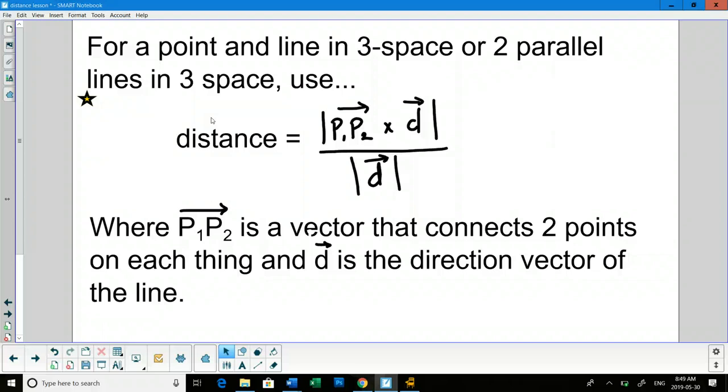Okay, so our P1, P2 is going to be a vector that connects the 2 points, and D is the direction vector of the line. If you have 2 lines that are parallel, it will be the same direction vector. So there's no confusion as to what direction vector we use. We're just using the direction vector of the line, either for the point and the line or the 2 lines. Okay, and leave yourself a little bit of space at the bottom because I'm going to explain to you why we use this.